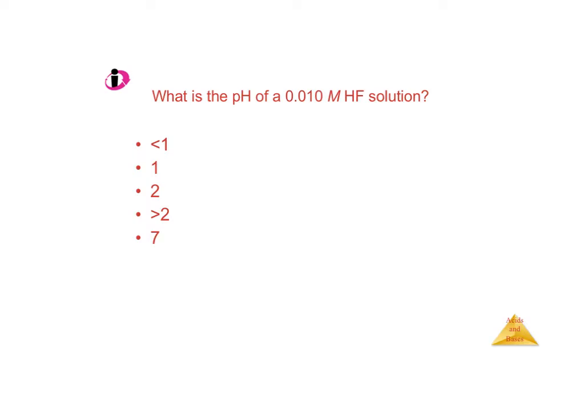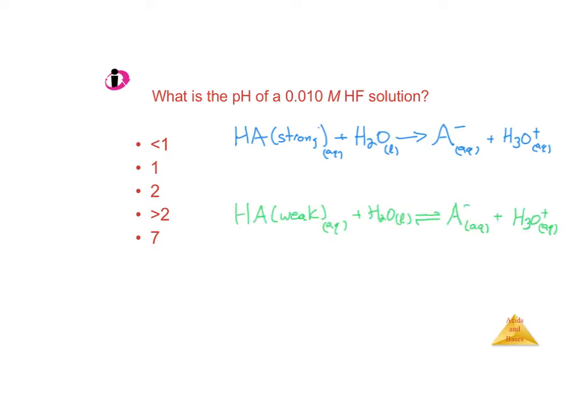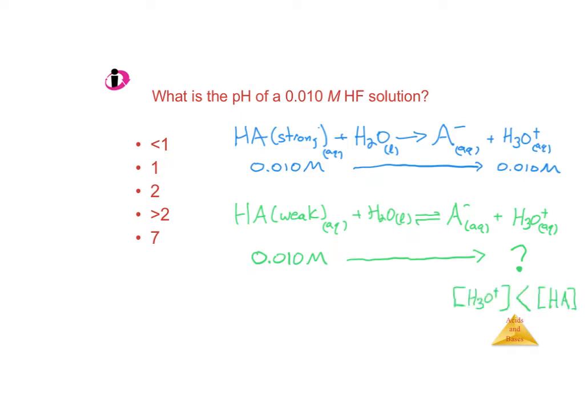Understanding that strong acids completely dissociate and weak acids are in equilibrium is vital to solving this problem. So we know that the concentration of a strong acid is equal to the concentration of hydronium in solution. But what about a weak acid? Does the concentration of a weak acid equal the concentration of hydronium in solution? The answer is no, because it doesn't fully dissociate. So the concentration of hydronium in solution is going to be less than the concentration of your original weak acid.